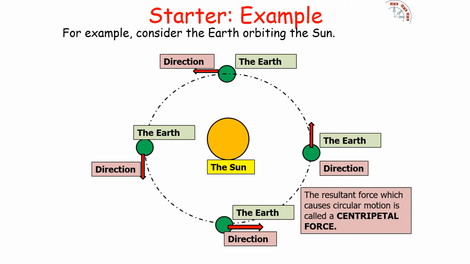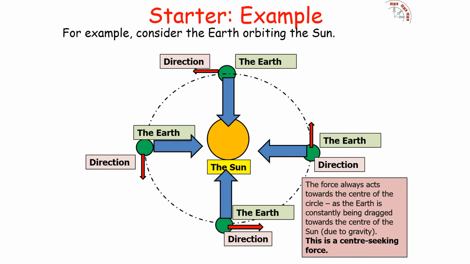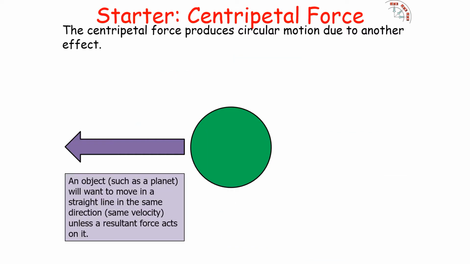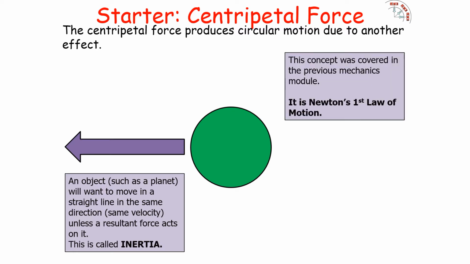The resultant force which causes circular motion is called a centripetal force. The force always acts towards the center of the circle of rotation. We can consider that the Earth is being constantly pulled towards the center of the Sun due to gravity, because the centripetal force is a center-seeking force. But the Earth does not simply fall towards the center, due to another effect, because any object such as a planet will want to move in a straight line in the same direction unless a resultant force acts on it. This principle is called inertia. This concept was covered in the previous mechanics module. It's Newton's first law of motion.